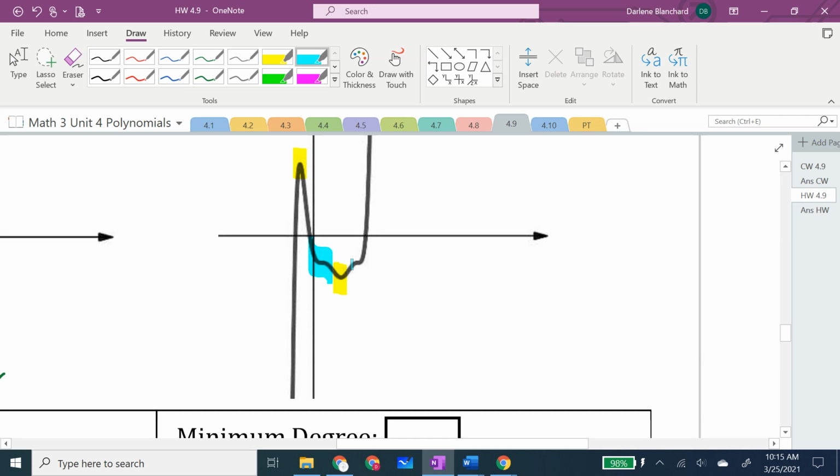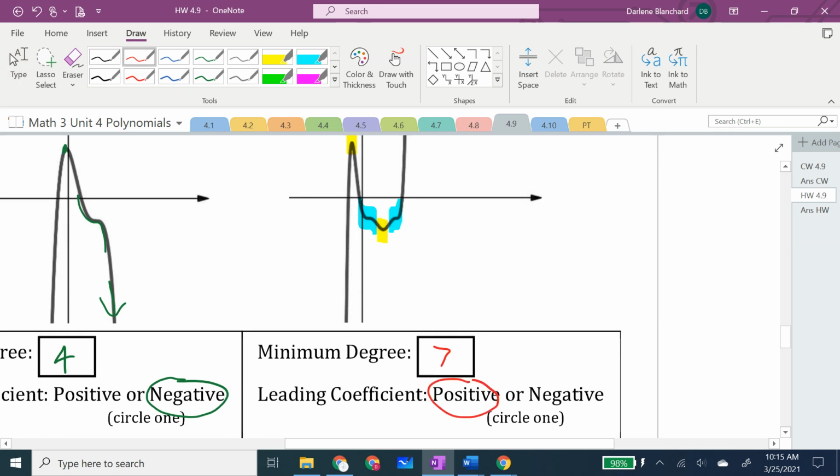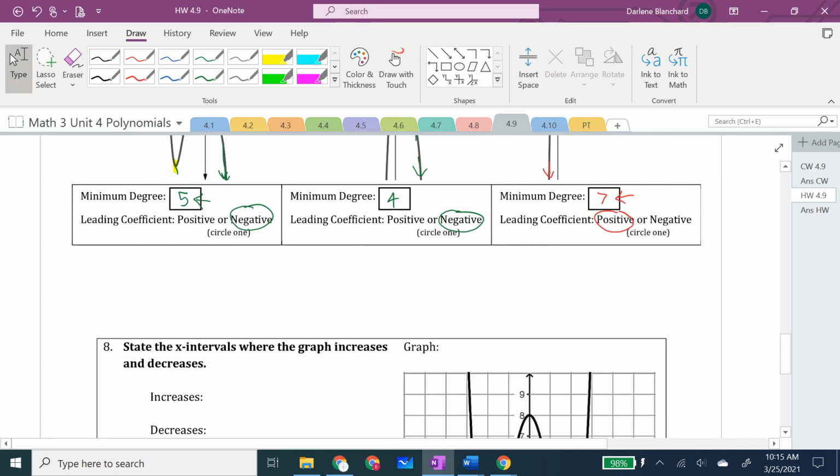And then this little wiggly possible minimum maximum pair comes again. Whether it's a wiggle or an actual minimum maximum, it's worth 2. That takes me up to 6. And after you do your count, add 1, 7. This is minimum degree 7 with a positive leading coefficient because the right end goes up. And I want to say again, the ends are in opposite directions. You are expecting this to be an odd number, and it is. Okay, so hopefully that helps you out.